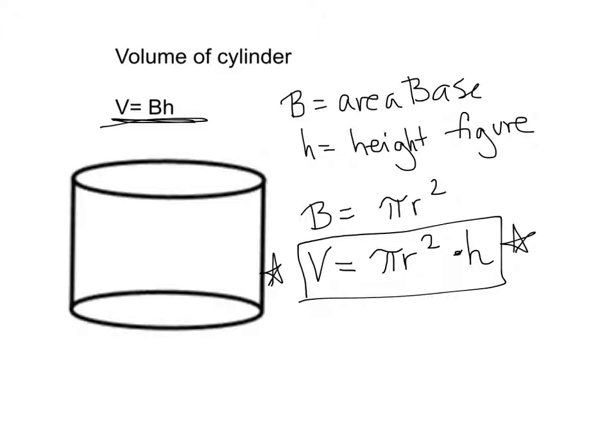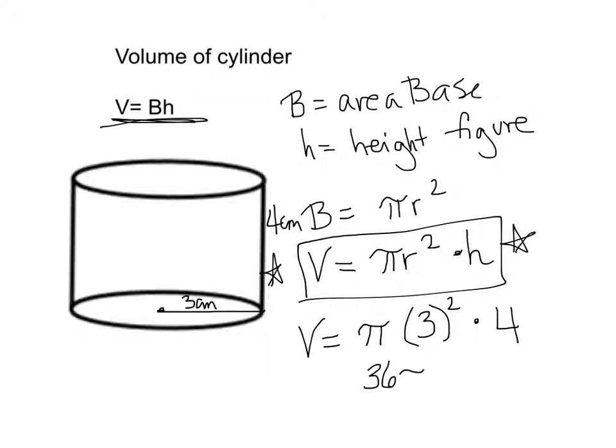So if I gave you the height of the figure is 4 centimeters, and the radius of this circle is, let's say, 3 centimeters. And I want to find the volume of this. So to find the volume, I'm going to plug these numbers in. I have pi times r, which is 3 squared, times the height, which is 4. So when I solve this, I'm going to have pi times 9 times 4, which is going to give me 36 pi centimeters cubed.